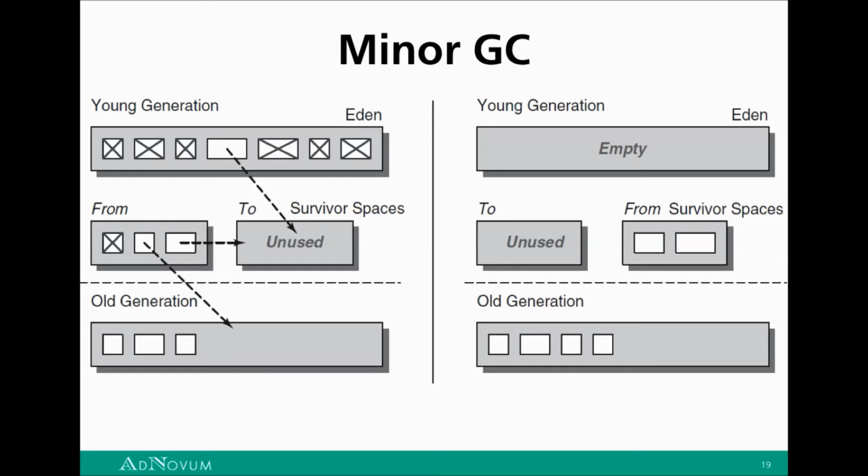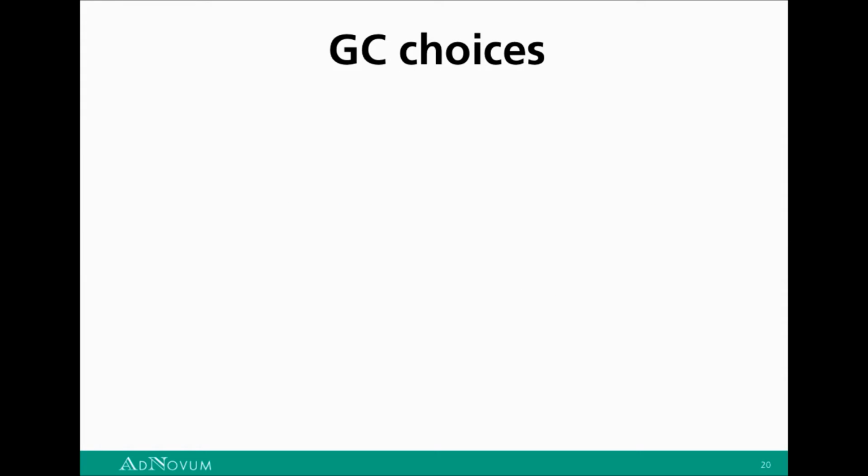At the end of this process, Eden will be empty, the survivor spaces will be flipped, as you can see, the other one will be unused, and the references or the names are also changed, and the old generation has expanded by some amount. So that's the minor garbage collection part. The algorithms start to diverge when it comes to how they deal with the old generation. So I will go into that a bit more deeply.